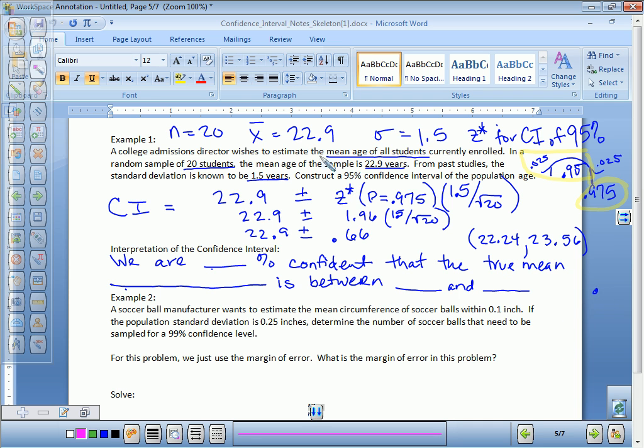Okay, so for this problem, my confidence level was 95. Plug it in. We are 95% confident that the true mean, this one's about the age of all students, is between my lower bound, 22.24, and my upper bound, 23.56 years of age. Define my unit.